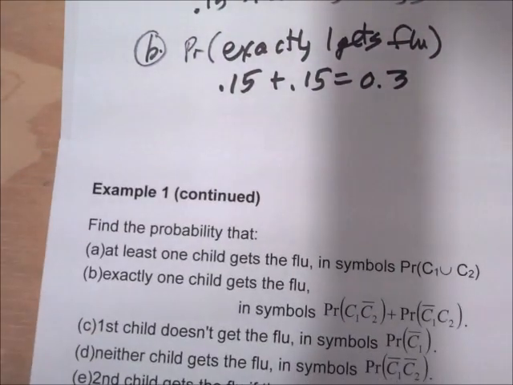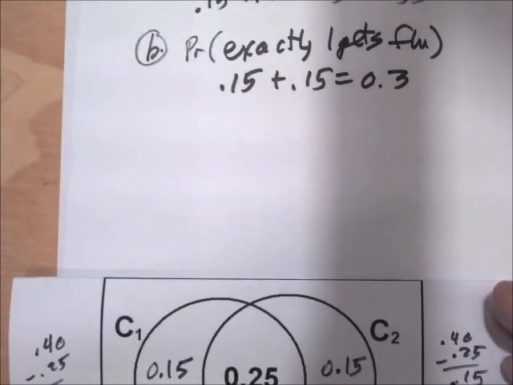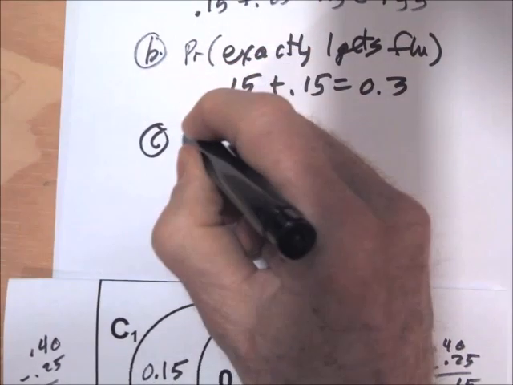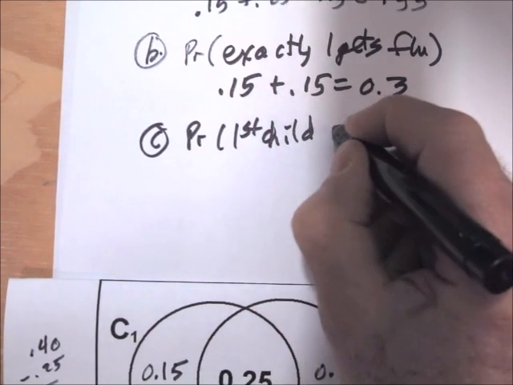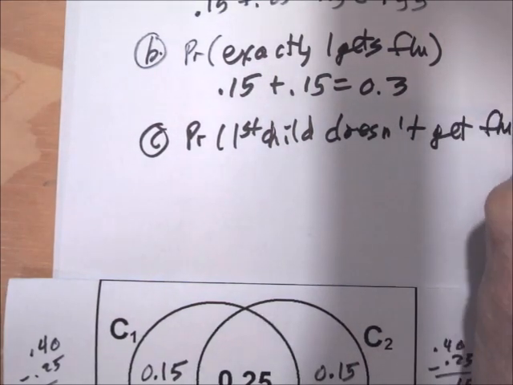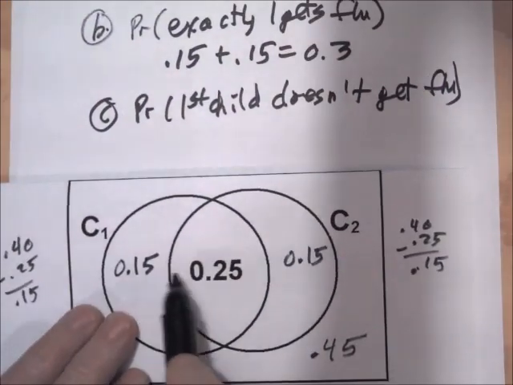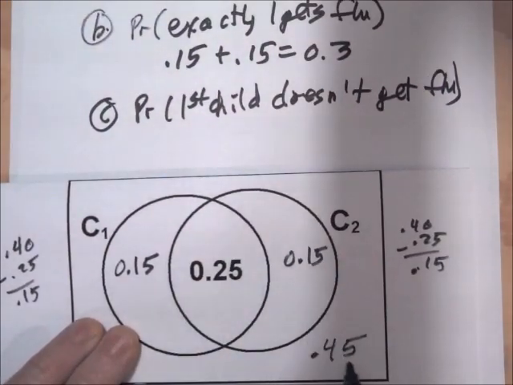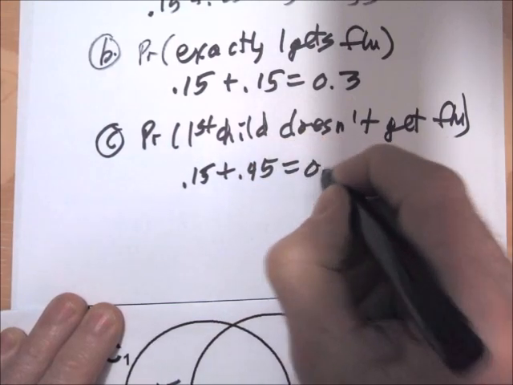And then C, probability first child doesn't get the flu. So that's everything outside the C1 circle. So that's 0.15 plus 0.45, which is 0.6.